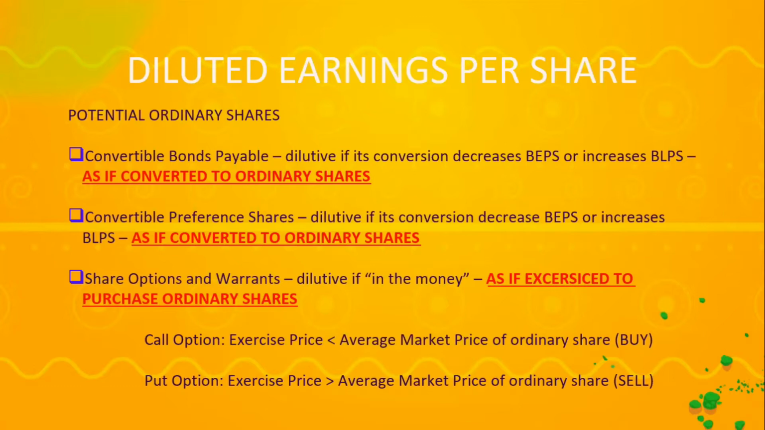Again, with convertible preference shares, it means the company issued preference shares, and those preference shares can be converted into ordinary shares. Again, it's dilutive if its conversion decreases the basic earnings per share or increases the basic loss per share. Again, it is as if converted to ordinary shares. Now, number 3, share options and warrants.